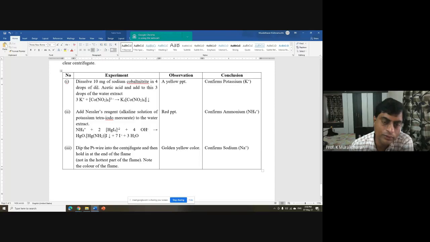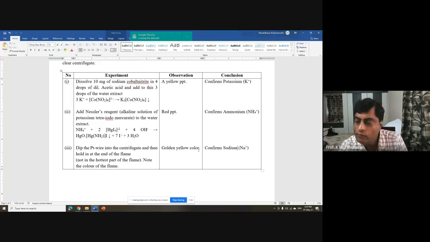This solution, you touch the platinum wire and show it to the Bunsen burner flame, and you see the golden yellow color of the flame. So that is what confirms sodium. But earlier I told you, when you see the golden yellow color in the preliminary test, you say that it may be the presence of sodium. But here, it confirms. How you are writing here, you are doing all this and finally say that golden yellow color was seen or golden yellow color appeared. Confirm the presence of sodium.